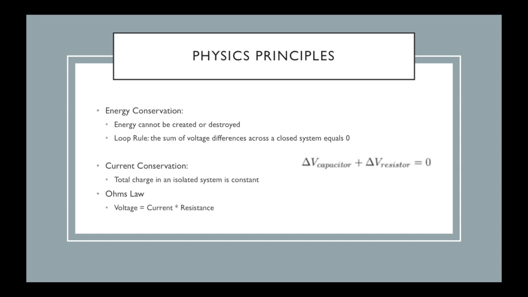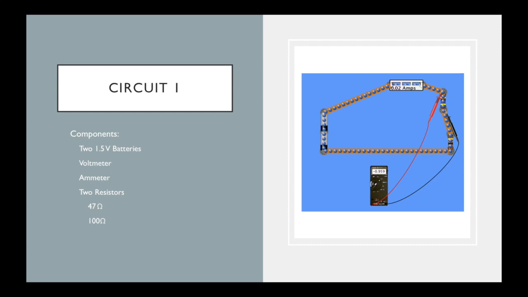We will also use Ohm's law, which states that voltage is equal to current times resistance. The first circuit we built in this lab is a basic circuit containing two 1.5 volt batteries, an ammeter, and two resistors, one with 47 ohms and one with 100 ohms. Then we used a voltmeter in order to determine potential difference across different parts of the circuit.